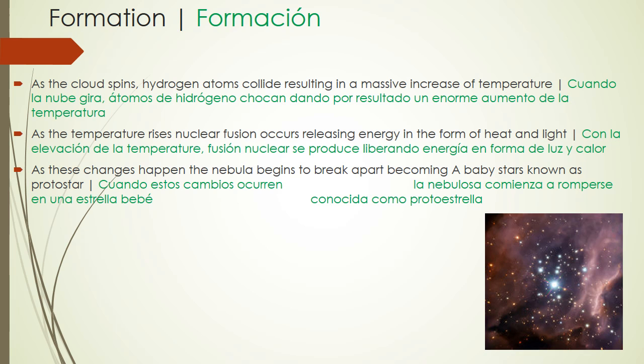As you can see in this slide, what we're talking about is the spinning of the cloud, these hydrogen atoms colliding together, resulting in a massive temperature increase. This is nuclear fusion. As the temperature rises, the atoms of hydrogen bounce off of each other, and the faster they bounce, the more heat they create. The more heat they create, the more light that's given off. As these changes happen, the nebula itself begins to break apart. And once the nebula breaks apart, what you get is what is known as a protostar. This is actually a baby star, the very beginning of a star's life.